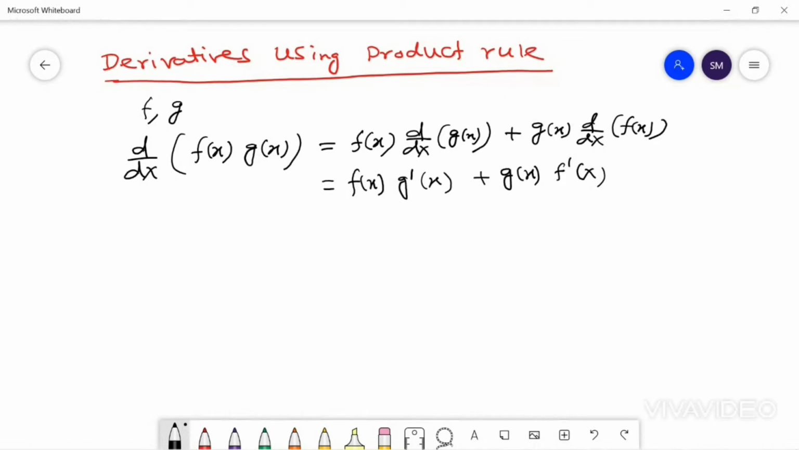Next, we'll solve many problems using these properties of the derivative. But before that, I would like to mention that many examples we'll solve in this video can also be solved by other methods, but we will concentrate only on the product rule. No other method will be used here.